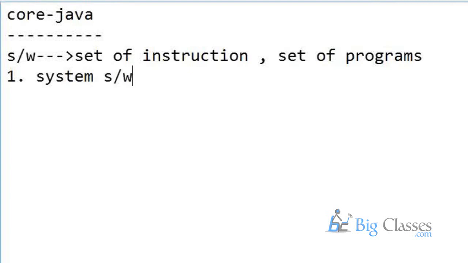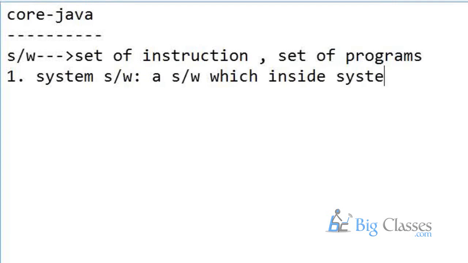The system software is nothing but a software which works inside the system, and the user cannot use it explicitly. For example, I am using central software. I'm not using it directly, but when I click the print option, internally the operating system is using the software. That type of software comes under system software. If you want to create system software, you need to use C and C++, because there we are having pointers, and by using pointers only we create system software.